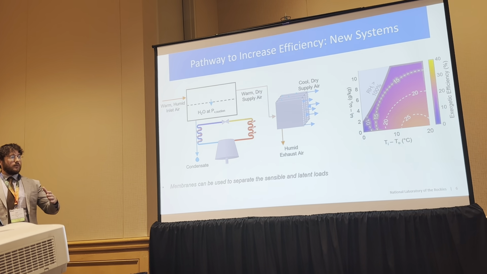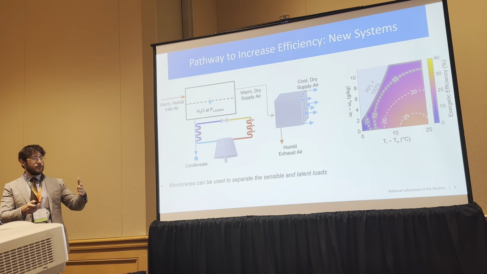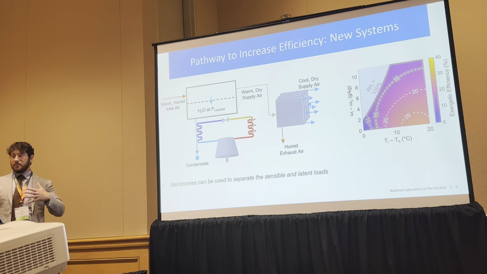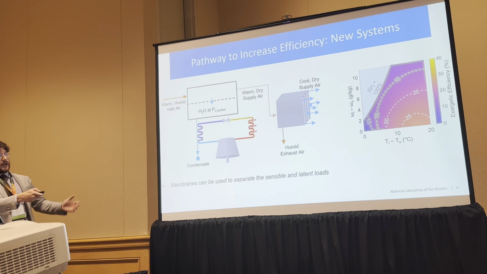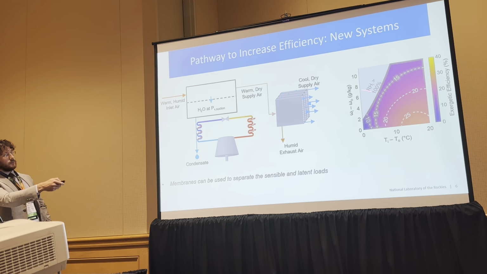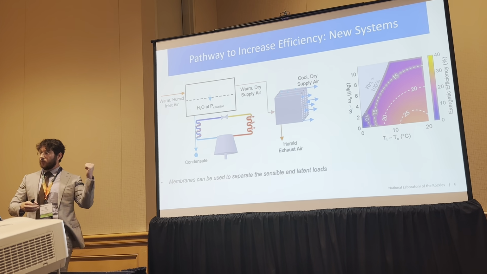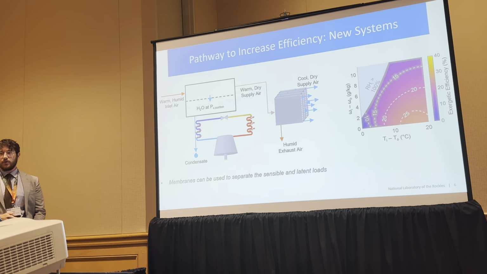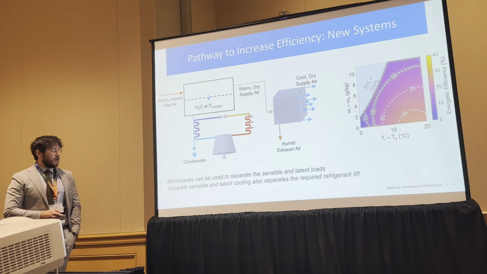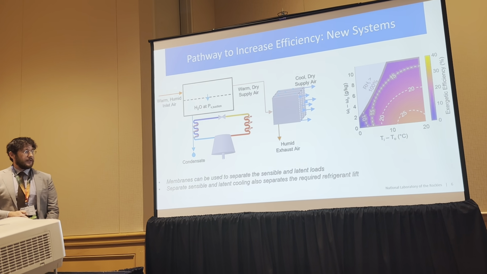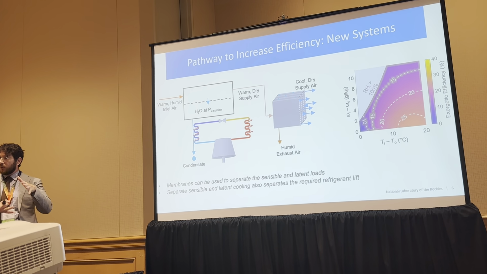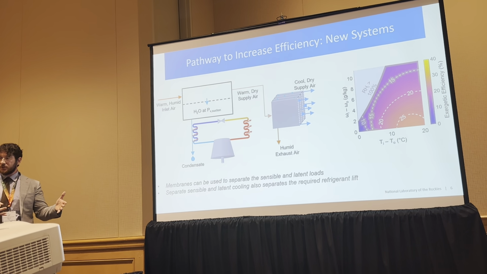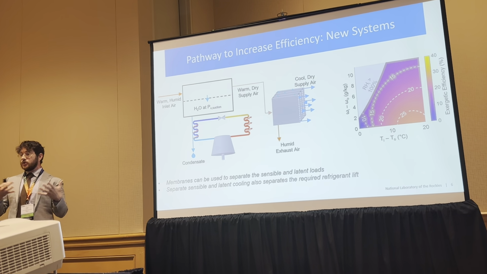So basically both of these systems that I've showed you that are an improvement could be used in different niches. For very high temperature lift, you'd want to use the system that I'm showing here. For smaller temperature lifts, you'd want to use the desiccant system that I showed on the previous slide. By separating the sensible and latent load, we again reduce the required refrigerant lift within our vapor compression cycle. So that's just a better way to use vapor compression.